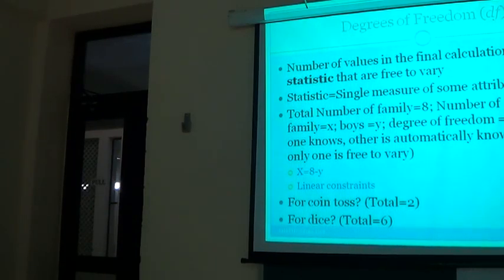Okay, so that is what this is. For example, for a coin toss, head and tail, the number of measurements is 2. So only one is free to vary.